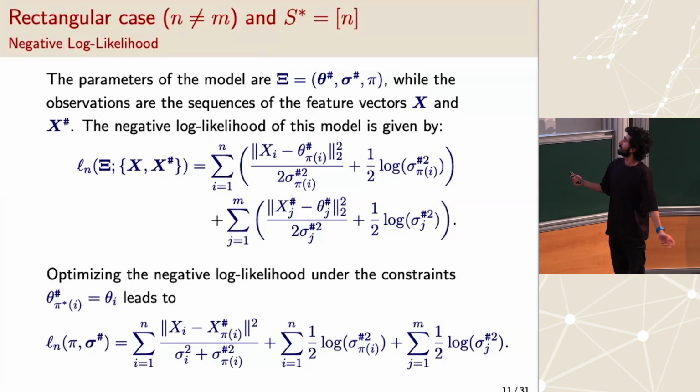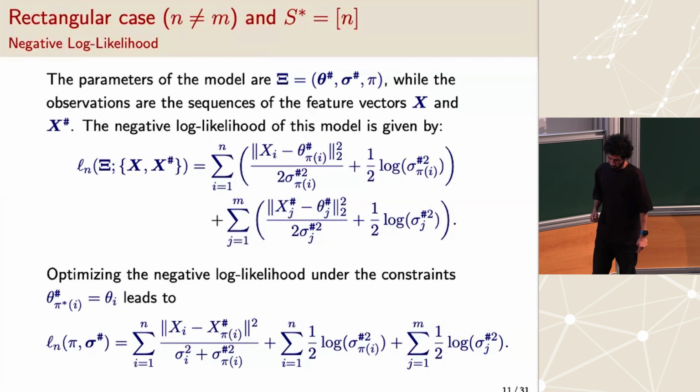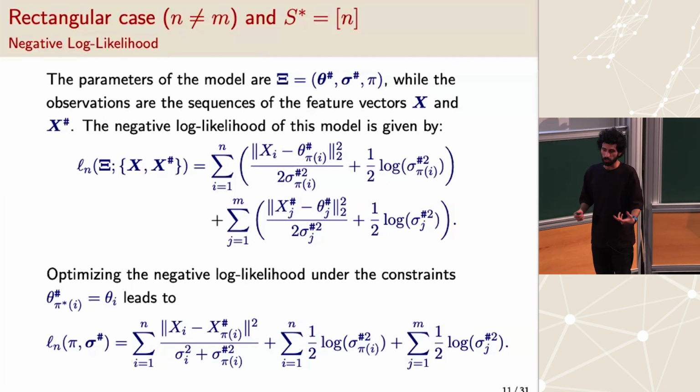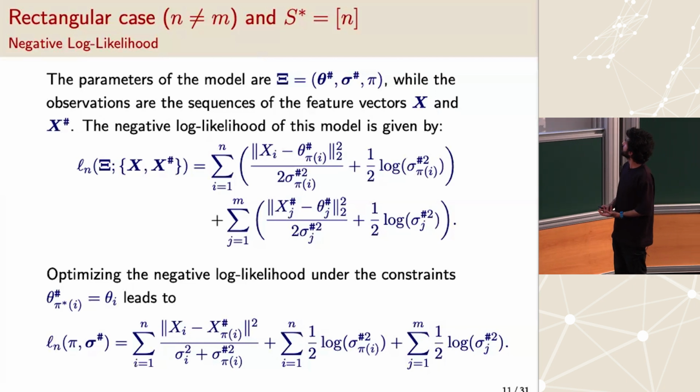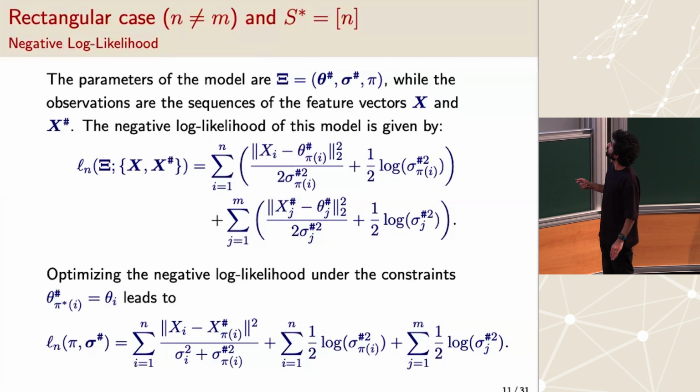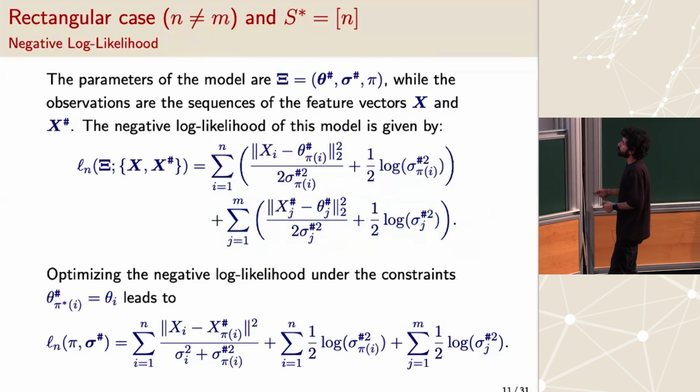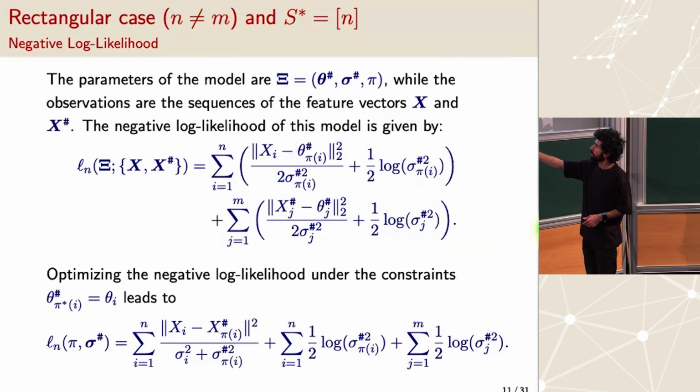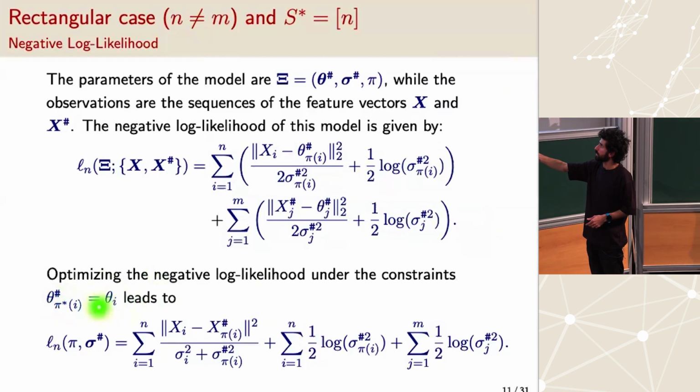Okay, so here we can write down the general likelihood of our model. I think it might look a bit scary, but it's actually not that scary. The first term corresponds to the likelihood of the x_i's in our model, and the second one is for the second set of observations. And actually what we are doing is optimizing this function with respect to the constraints theta_i equals theta_pi star(i).